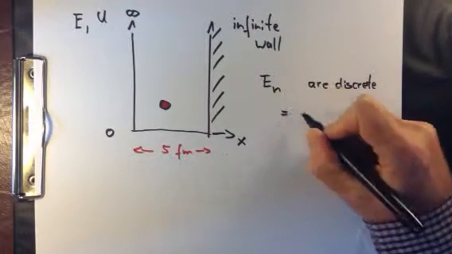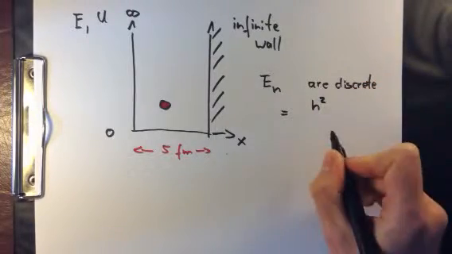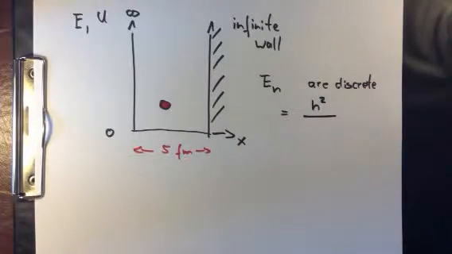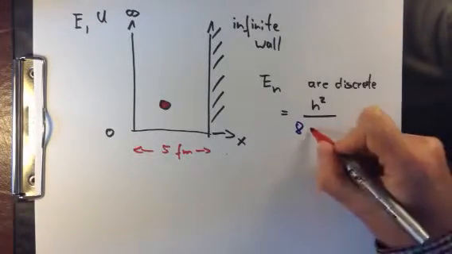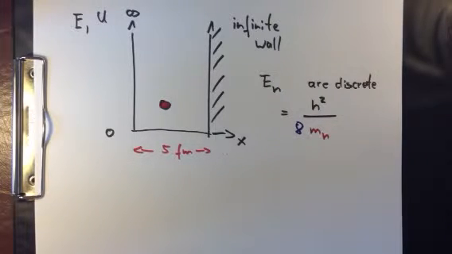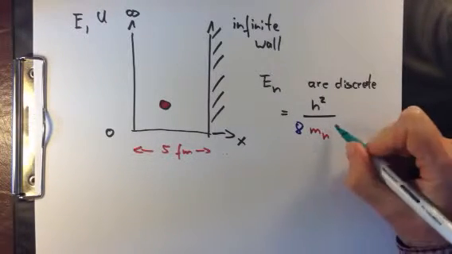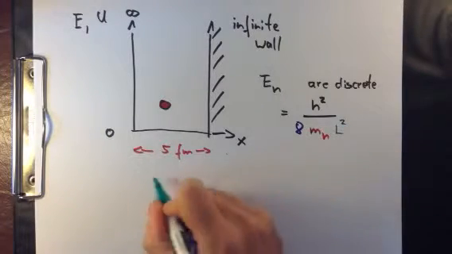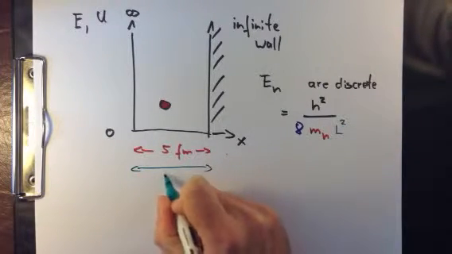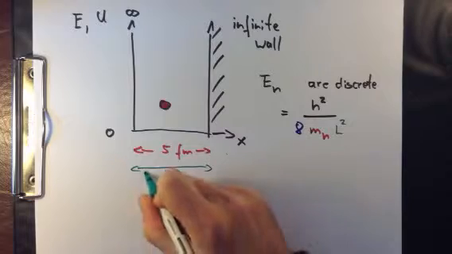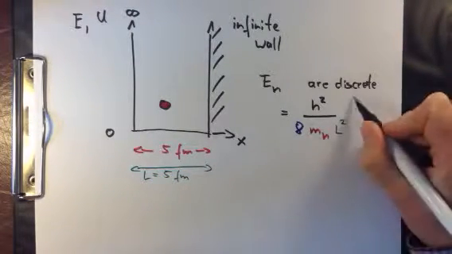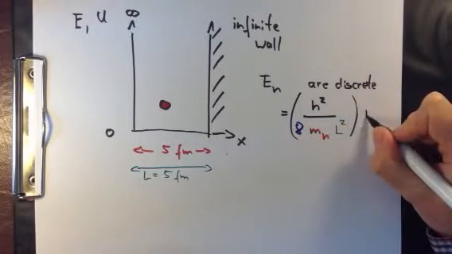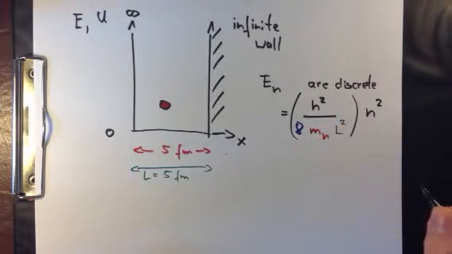And they are given by Planck's constant squared divided by 8 times the mass of the neutron times the diameter of the box squared times the quantum number n squared.